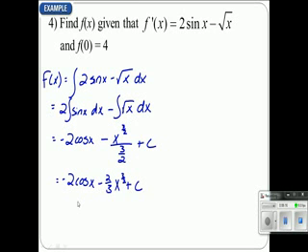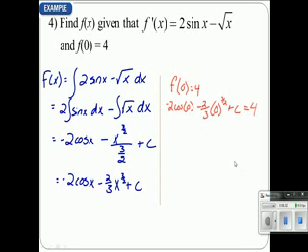So that equals f of x, but they also told us that f of 0 is equal to 4. That means I'm going to substitute 0 for x into this function and set it equal to 4, and I'll be able to solve for c. So here I'm showing you substituting the 0 for the x: negative 2 cosine of 0 minus 2/3 times 0 to the 3 halves plus c is equal to 4.